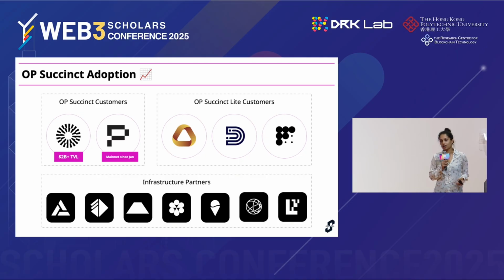And OP Succinct adoption is on the rise. So today, we have customers like Mantle, who have over $2 billion in TVL, and Fala, which is a TEE-based blockchain, or a blockchain to settle TEE-based systems, that's been running OP Succinct live on their mainnet since January. And we have a bunch of other infrastructure partners that are supported for OP Succinct and our ZK rollup vision.